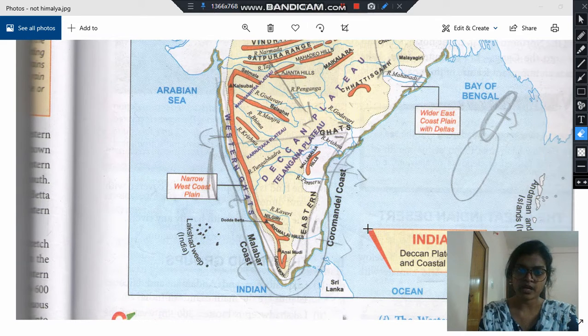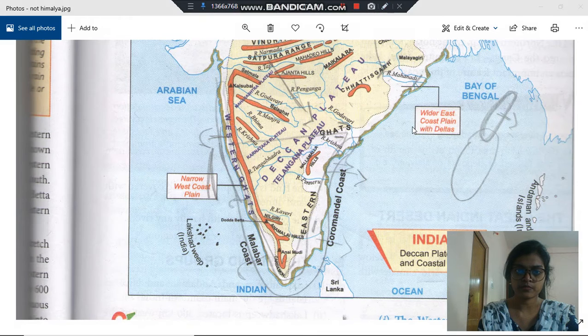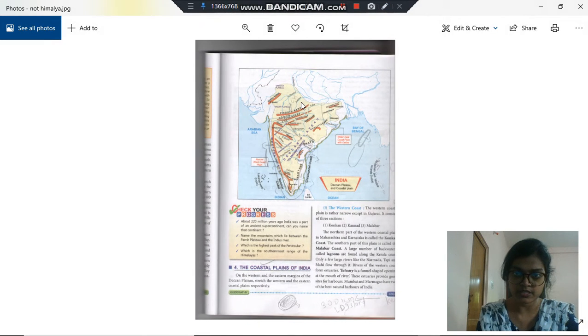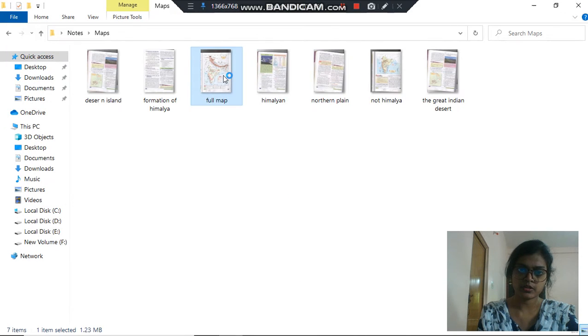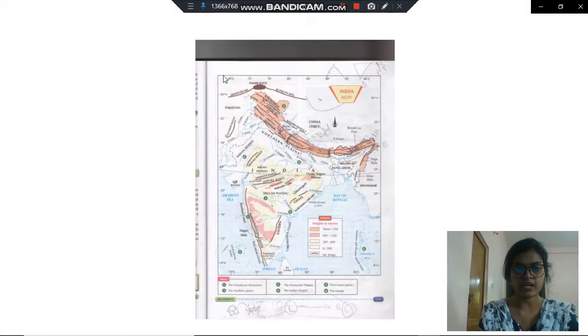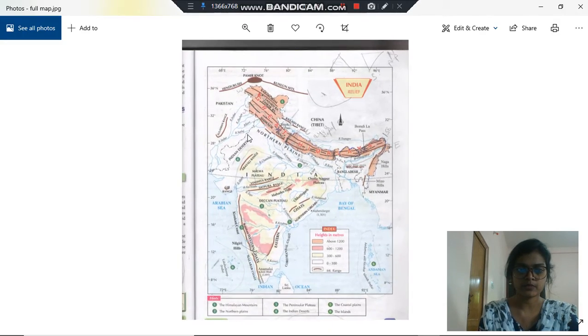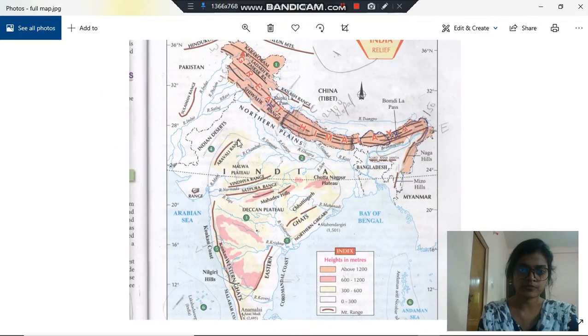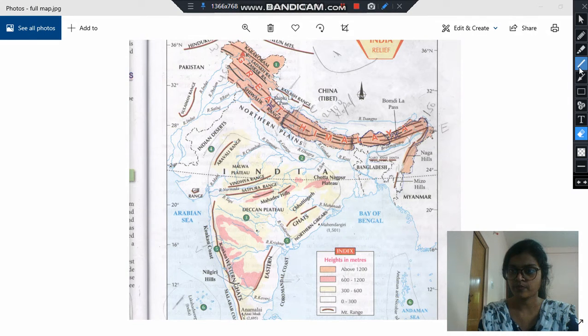And then after this we have, not in this map, in the full map, let me show you here. In the full map we have the Great Indian Desert. Let's talk about this. So this is the Great Indian Desert. Let me show you here. You see it? This is the Great Indian Desert.